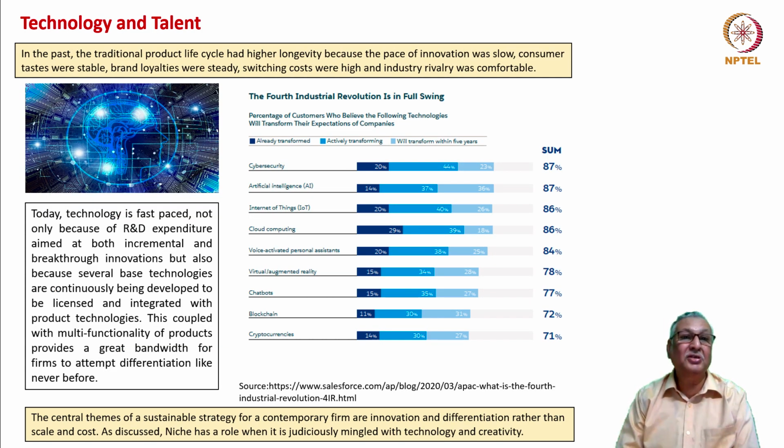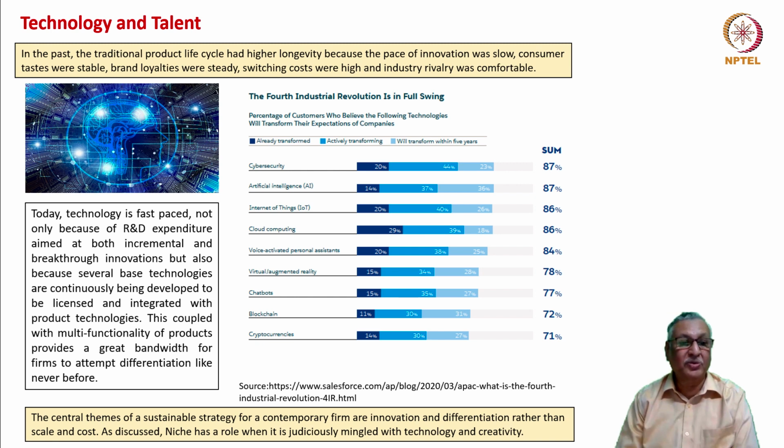Let's look at the technology and talent interrelationship. In the past, the traditional product life cycle had higher longevity, as I said, 10 years, 20 years, because the pace of innovation was slow, consumer needs were stable, tastes were not fickle, brand loyalties were steady, switching costs were high, and industry rivalry was comfortable. But today, the exact opposite of all of this is happening.